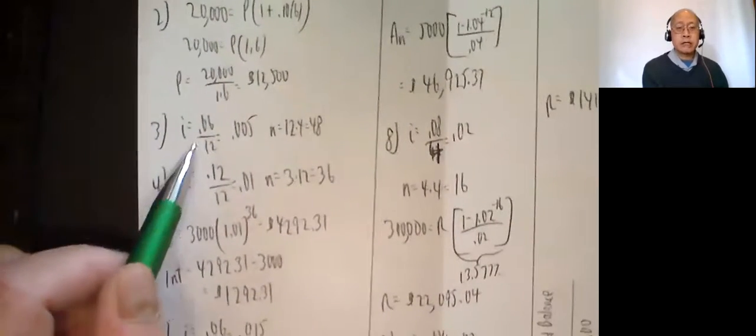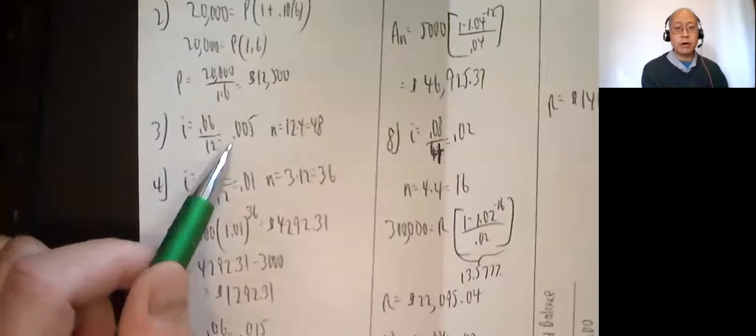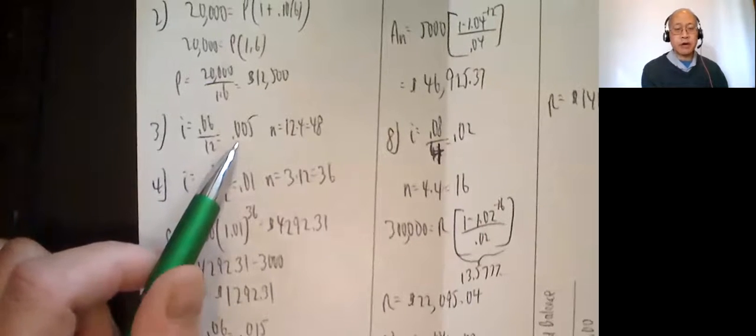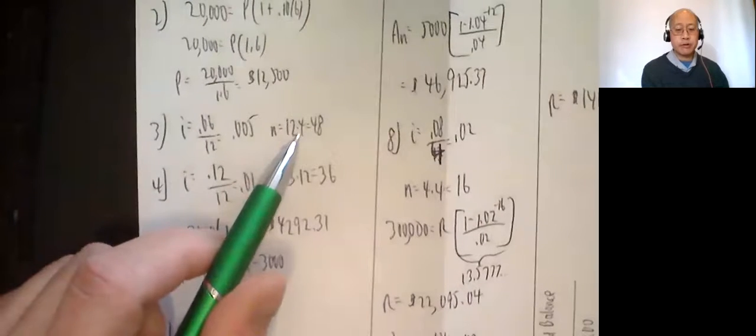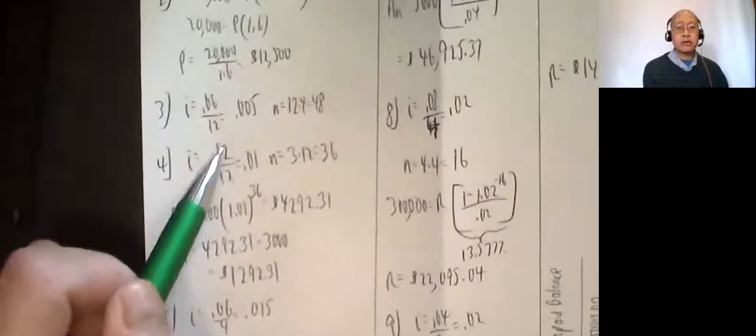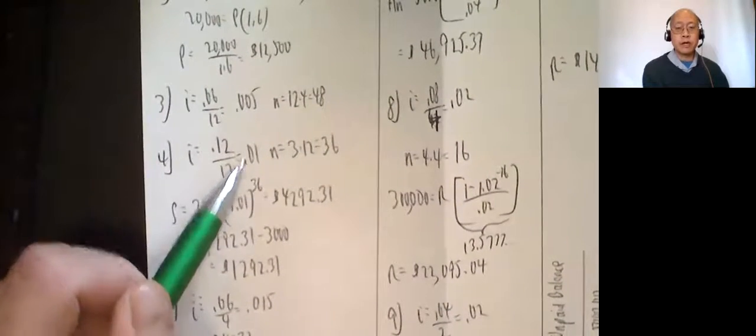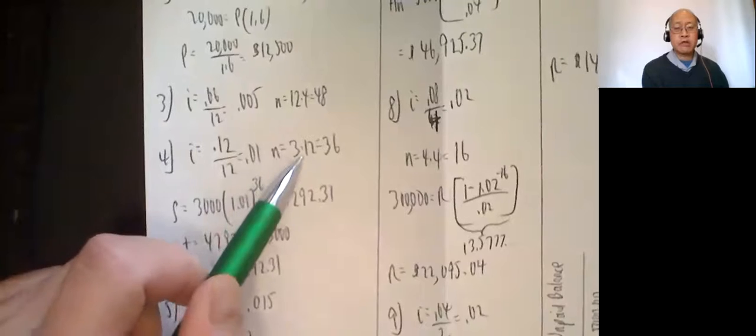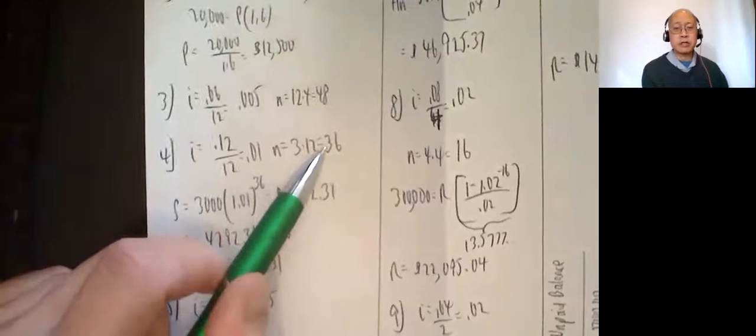Number 3, the i is 0.06 divided by 12, which is 0.005, or you could say 0.5%. n is 12 times 4, which is 48. Number 4, i is 0.12 divided by 12, which is 0.01. n is 3 times 12 because it says monthly, so 36.